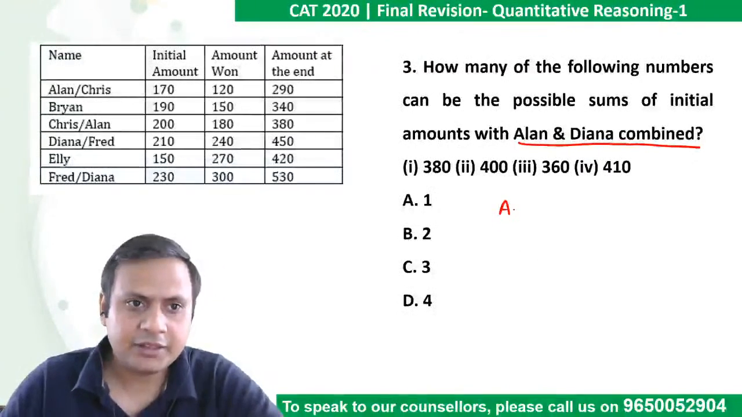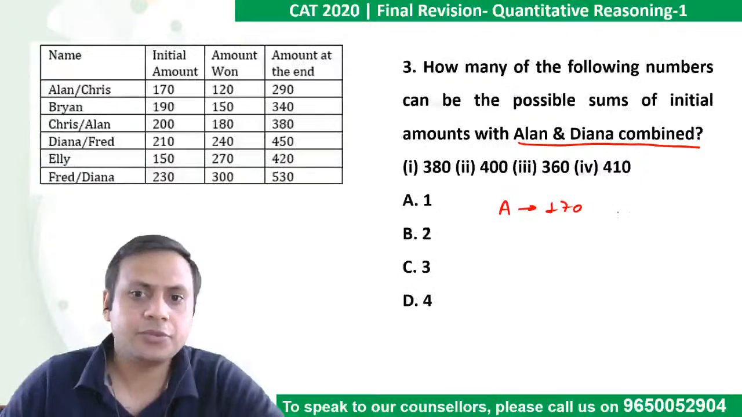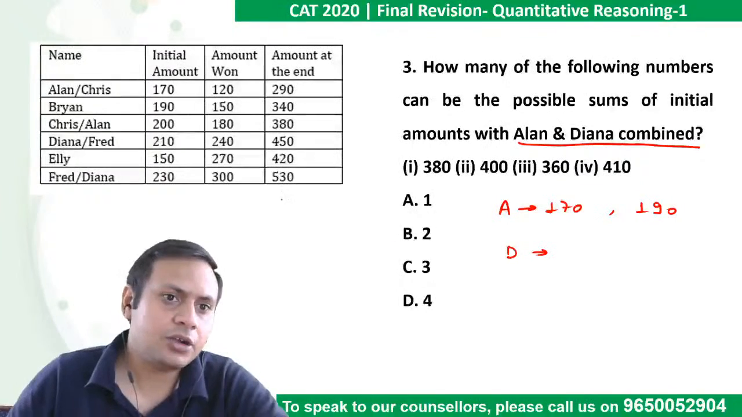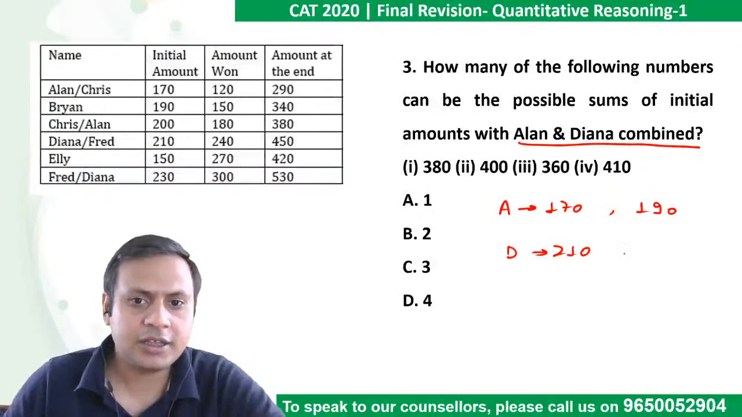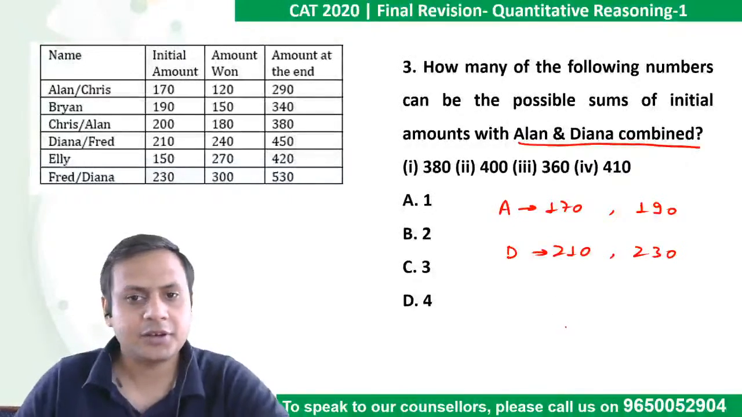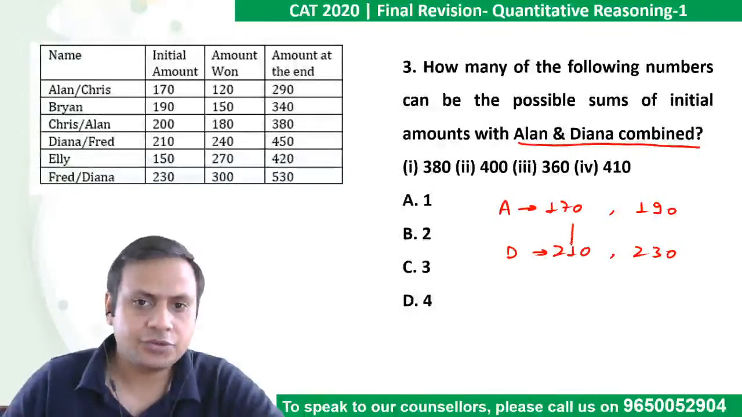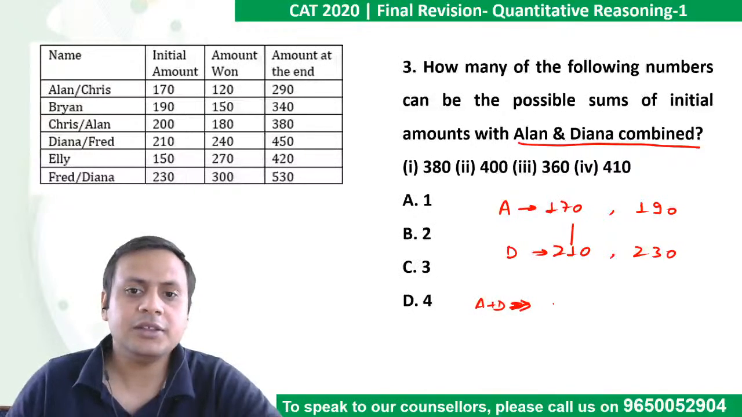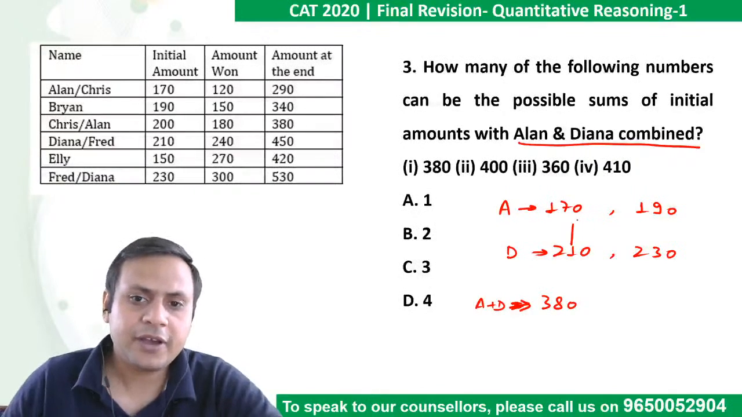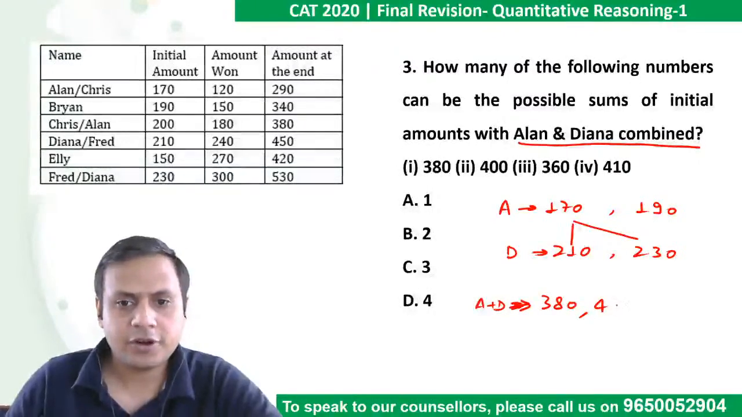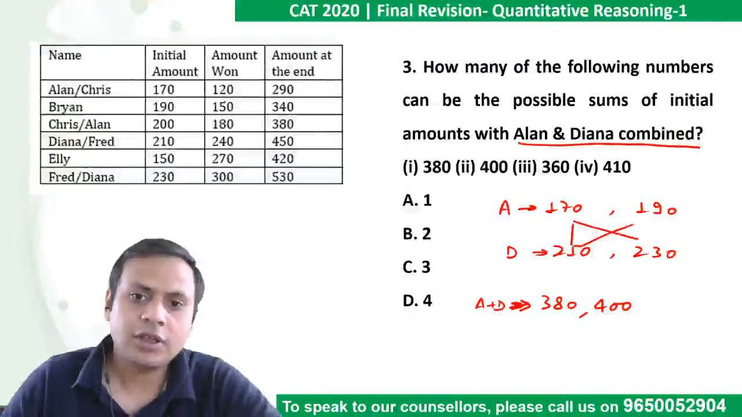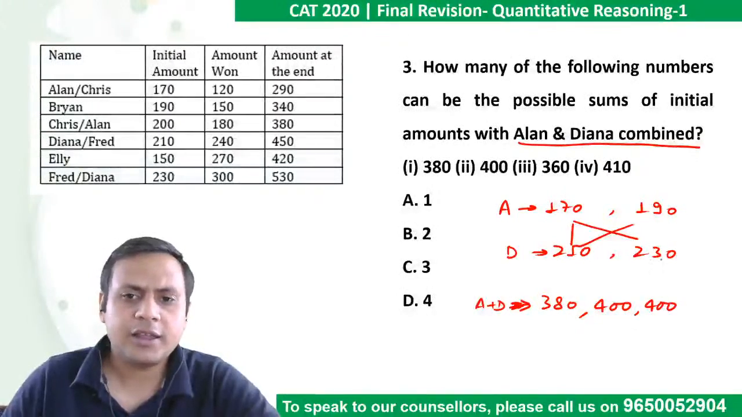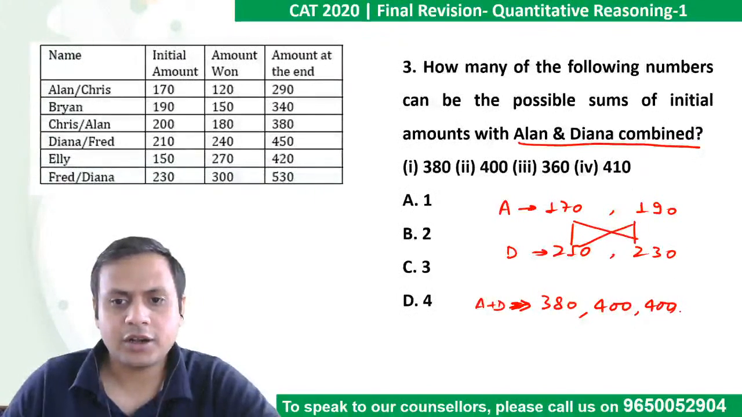So for Ellen, the initial amount, there are two possibilities, 170 and 190. For Dinah, again there are two possibilities, 210 and 230, isn't it? If I add these two, so I believe we are getting here how much? One possibility is 380. If I add these two, we are getting 400. If I add these two, again we are getting 400. And if I add these two, we are getting 410.